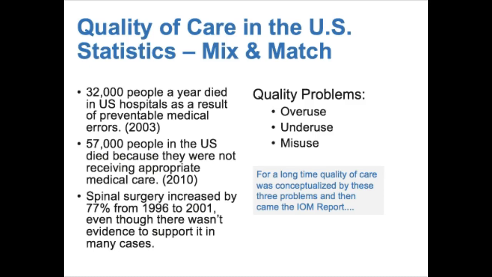The 32,000 people who died from preventable medical errors in a hospital setting is an example of misuse. The 57,000 people who died because they didn't receive appropriate medical care, in most cases because conditions such as high blood pressure or cholesterol are not adequately controlled, is an example of underuse. And the example of the increase in spinal surgeries from 1996 to 2001, even though there wasn't evidence to support these surgeries, is an example of overuse.